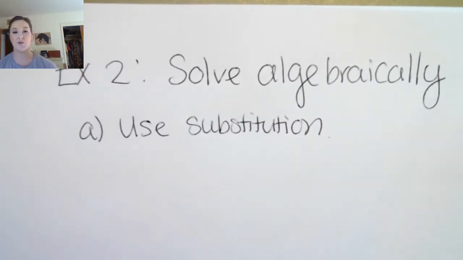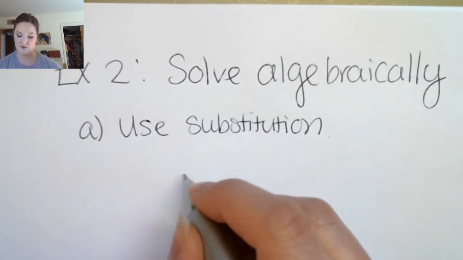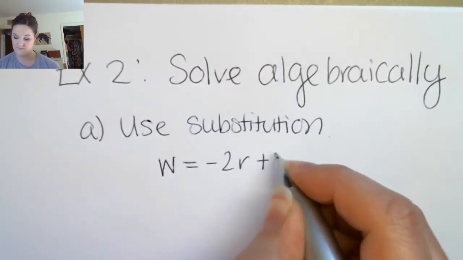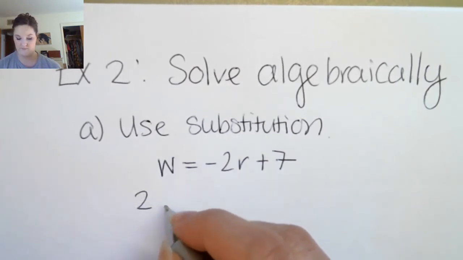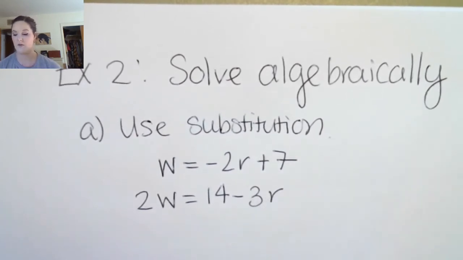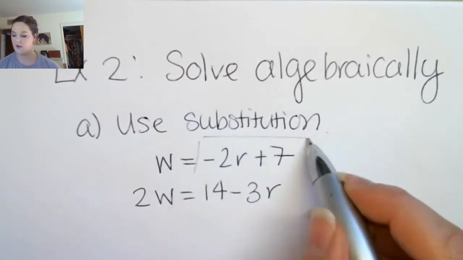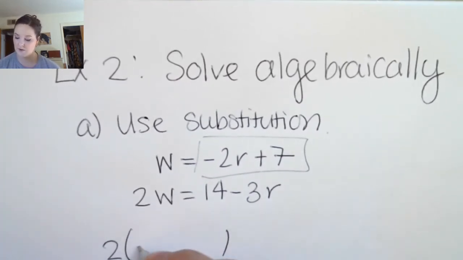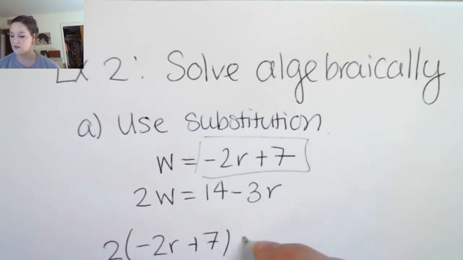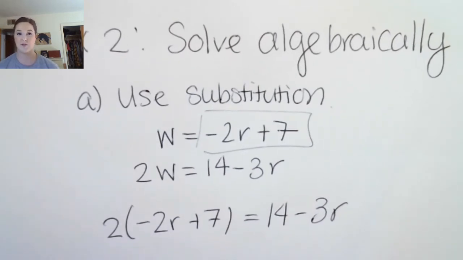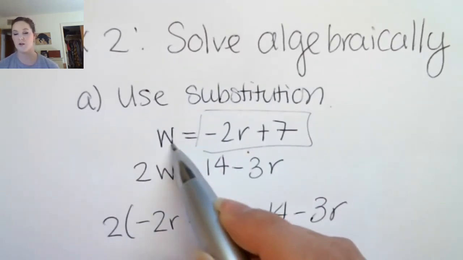Okay, I'm going to assume that you guys know how to use substitution, so I'm not going to tell you how to do it. I'm just going to use an example to refresh your memory. Okay, so we're going to plug in this into our other equation. Okay, so we would have 2 times w, which is -2r plus 7, equals 14 minus 3r. Okay, so that's why it's called substitution. You're substituting this expression in for w.